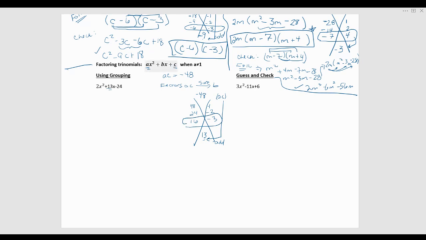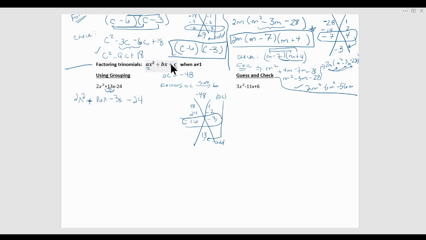I'm basically going to replace my 13x with these factors. So I get 2x squared, and I'm going to replace that 13x by the factors of A times C that add up to give me 13. So I'm going to get 16x minus 3x minus 24. So you can see I just took those factors, and if you add this together, it simply adds up to give me 13x.